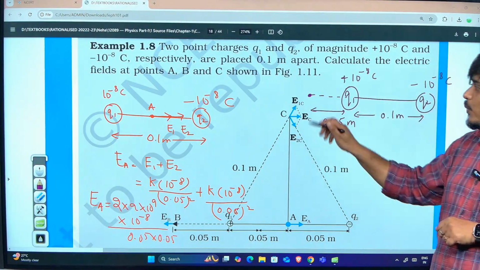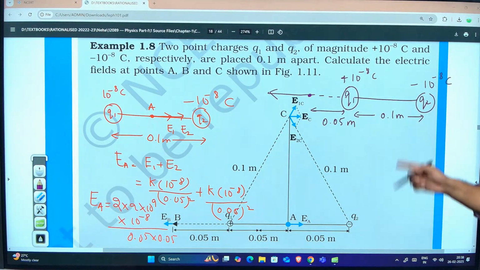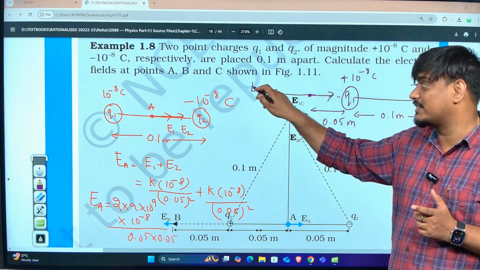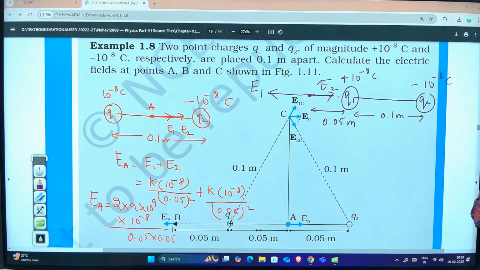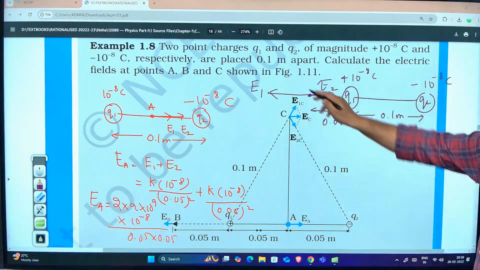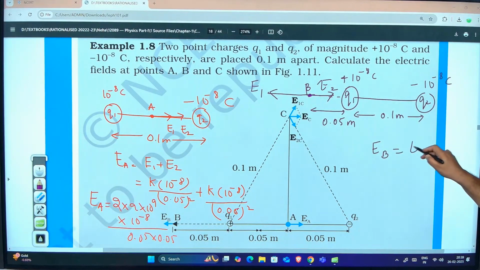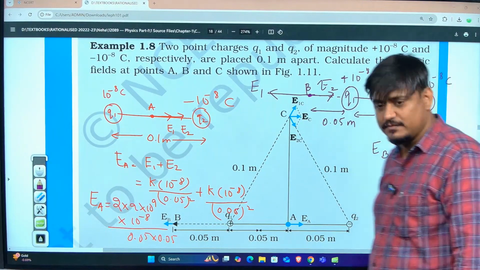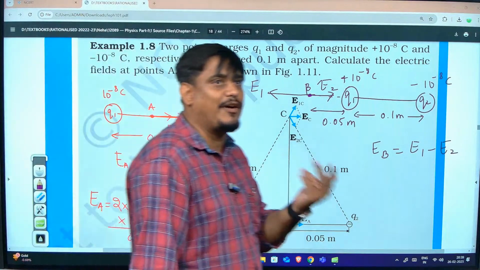So Q1 will create an electric field here, how much? Repulsive electric field, because it is a positive charge. Q2 will create an attractive electric field towards itself. Be very careful, understand these concepts. E1, E2. Which will be more, E1 or E2? E1 will be more. Why? Because the distance is less. KQ by R square, R is small, electric field will be more. So the net electric field at this point B will become equal to E1 minus E2. Do you agree with me? So E1 you will find, E2 you will find, and find E1 minus E2, right?